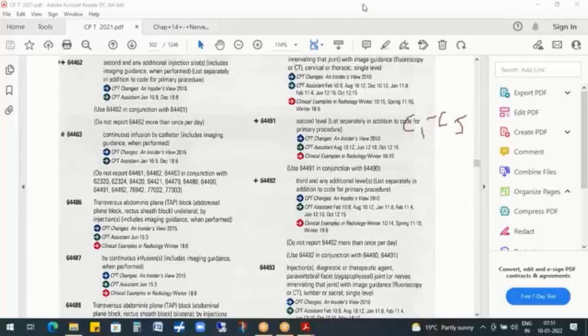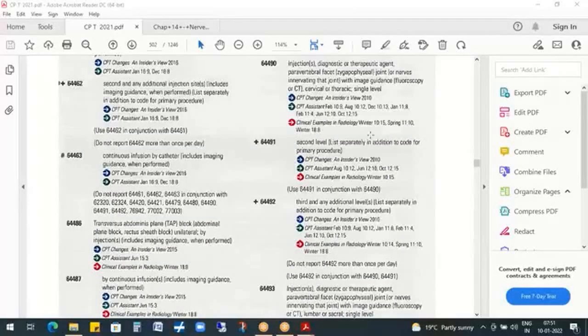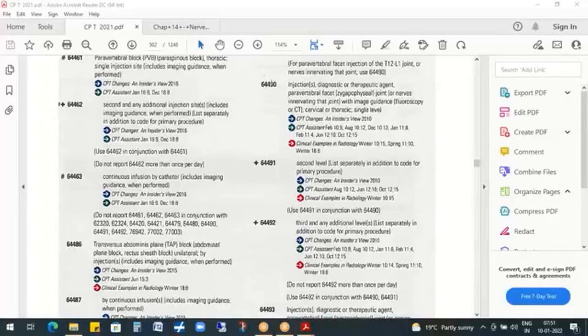Please explain this once again. Sorry, I didn't get it actually. Can you repeat this once again? See, the code description of 64490. Can you read the code description of 64490? Injections, diagnostic or therapeutic agent, paravertebral facet joint, with image guidance, cervical or thoracic, single level.